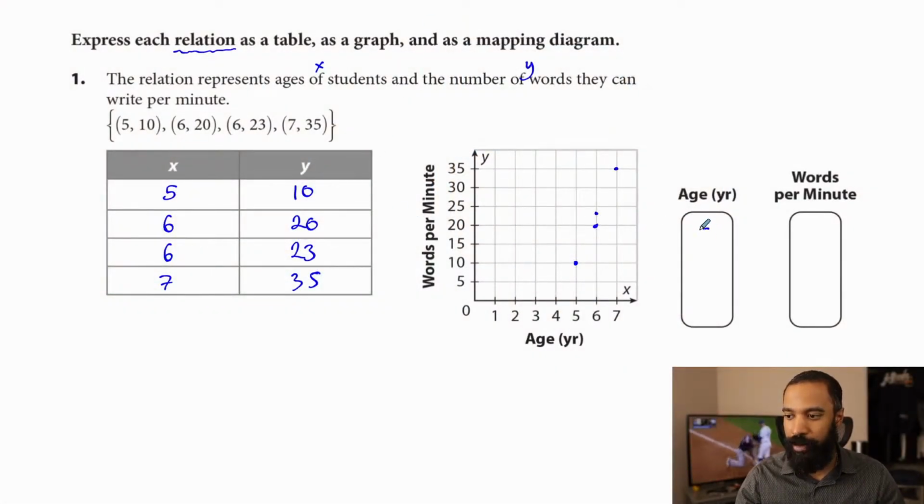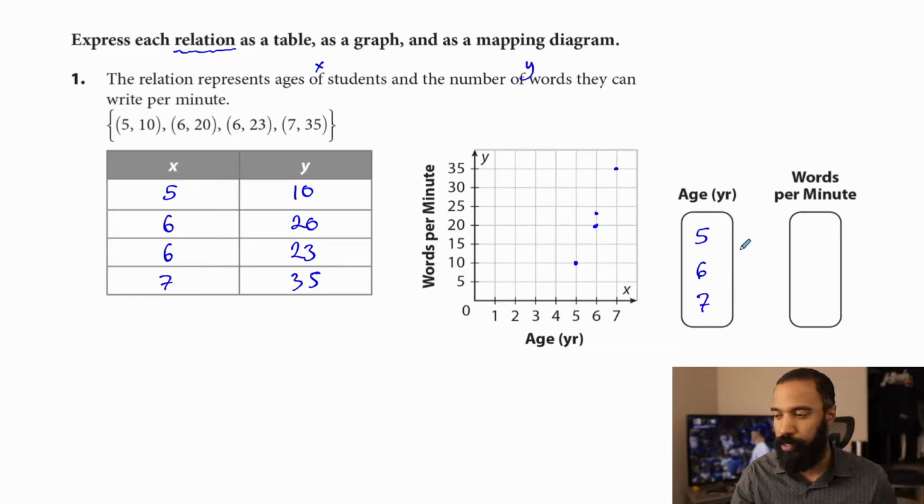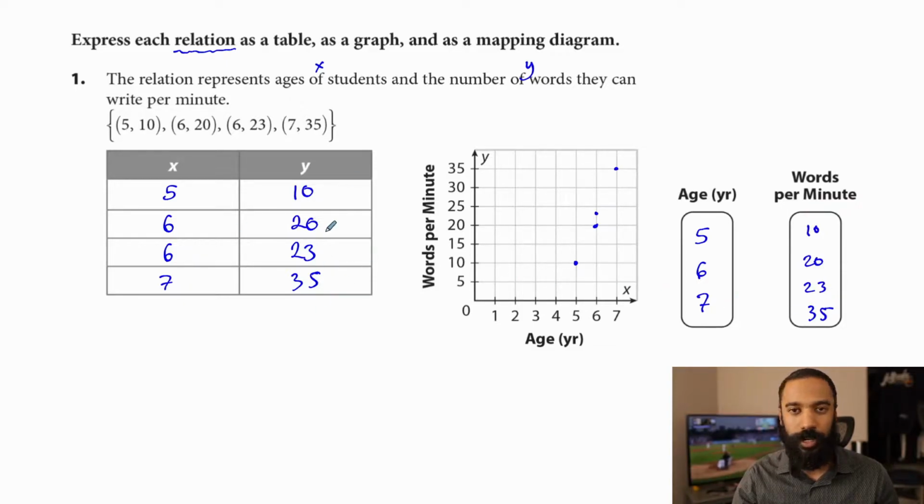I'm gonna go ahead and write down the numbers 5, 6, and 7 for the 3 different ages that appear here. 6 will not be written twice, just once. Words per minute, we have 10, 20, 23, and 35. They were already in increasing order here, and that helps for me to do it on this stage. Okay, now I'm going to be drawing arrows, let's use a different color, from these values here to these values here based on which values corresponded to make an ordered pair.